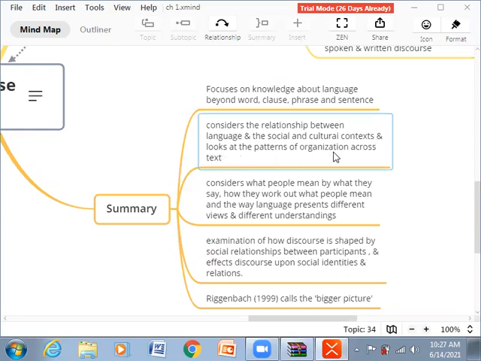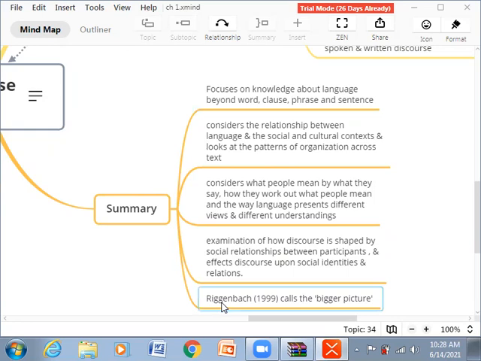It looks at the patterns of organization across texts, considers what people mean by what they say, how they work out what people mean, and the way language presents different views and different understandings. So, discourse examines how discourse is shaped by social relationships between participants and how discourse affects social identities and relations.